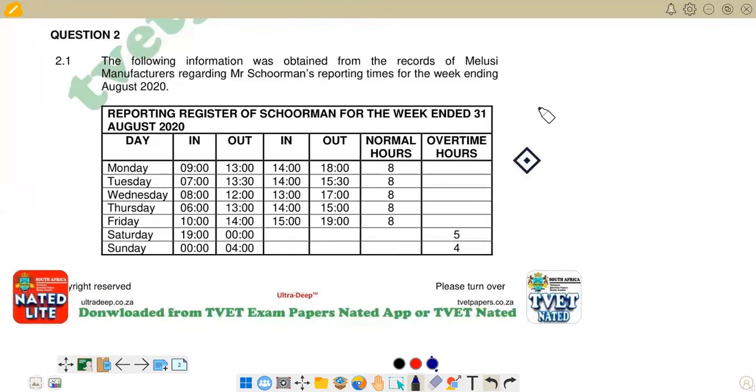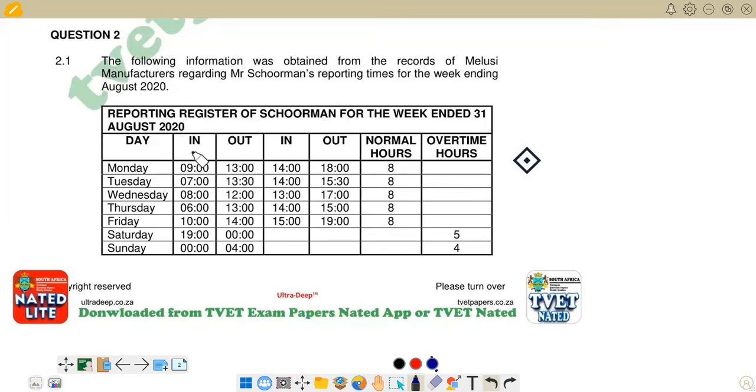given the following information, and we're going to read through the question before we answer it. The question reads, the following information was obtained from the records of Melus manufacturers regarding Mr. Scorman's reporting times for the week ending August 2020. So we've got a table that we're given there in terms of the reporting register of Scorman for the week ended 31 August 2020.